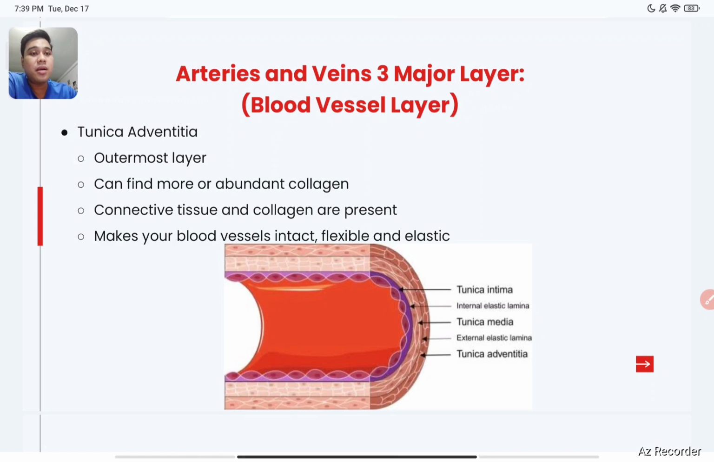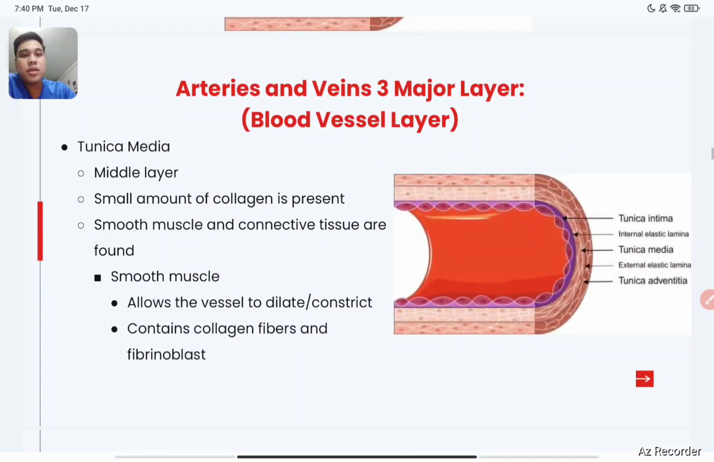You can find abundant collagen on this part, because ito na yung pinaka-closest to the surrounding tissues, and your tissues are made up of most of the time collagen. So it has connective tissue, and collagen is present and makes your blood vessels intact, flexible, and elastic. That's because the tissue surrounding your tunica adventitia has a lot of elastin and collagen. That's why your tunica adventitia is flexible and elastic.